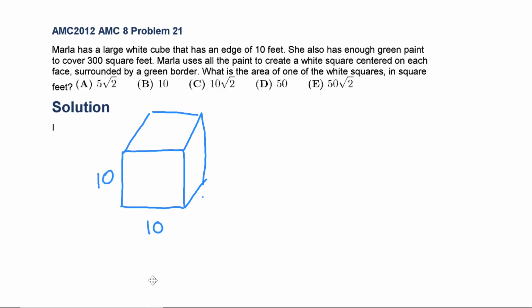And basically, let's just imagine one face of this cube. So she wants to create a white square centered on each face, surrounded by a green border. So remember that this cube is originally white. So all we really have to do is just paint the border of each face green. So imagine I'm taking my paint here and painting it like this, so that there's a white square in the middle of it. So basically that's what she wants to do to each face. And they're asking for the area of the square in the middle.